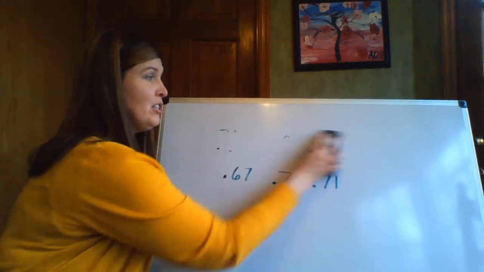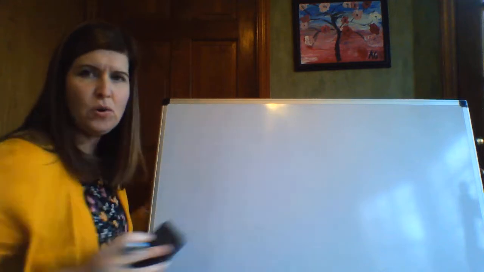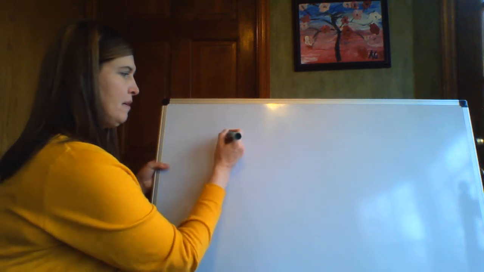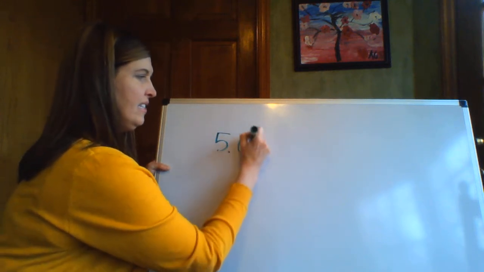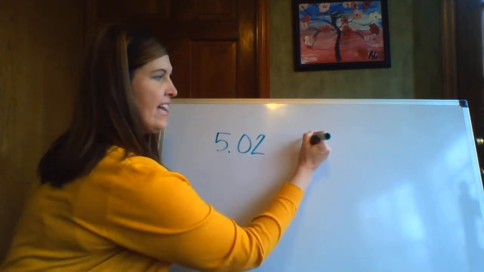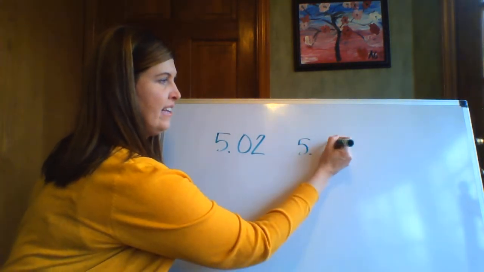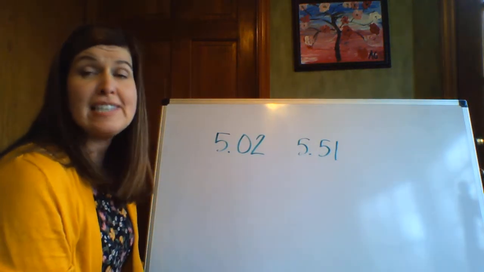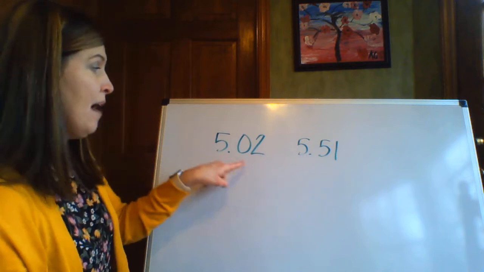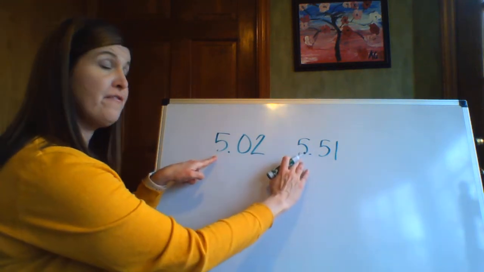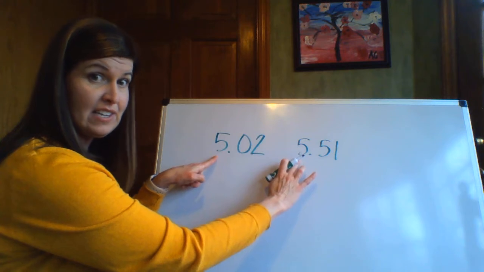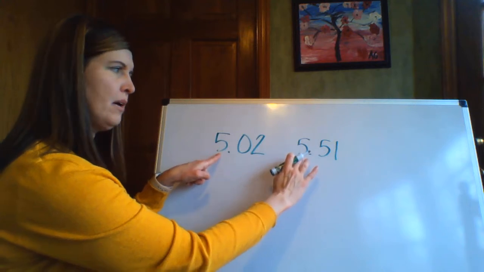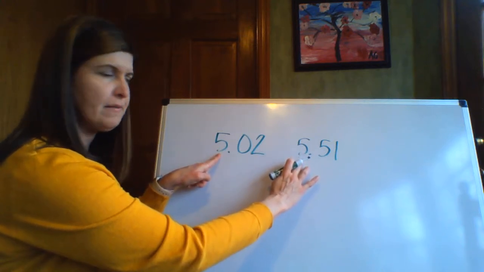Last thing is I'm going to show you what happens when we have a whole number. Think about this like if it's money. So let's pretend I was comparing 5.02 and 5.51. I do the same process when I'm comparing them. I'm going to go to the other side, the first number on this side of the decimal. So over here I'm going to look and I'm going to say, in my ones place, 5 and 5.